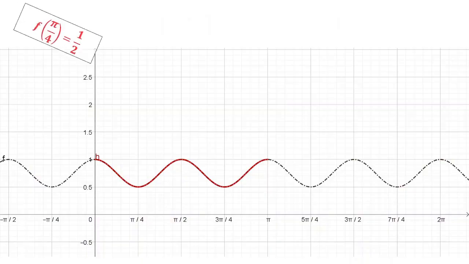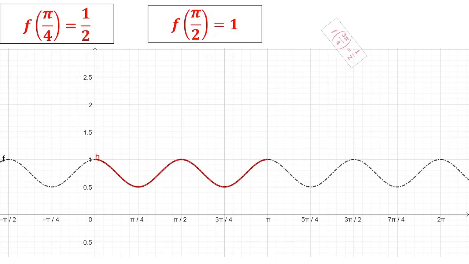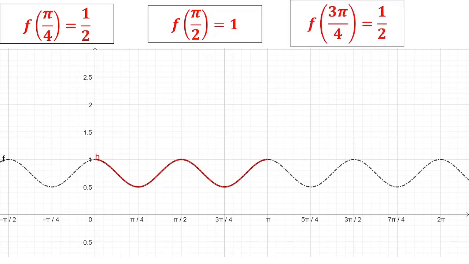Therefore, you got the value f of pi by 4 is 1 by 2. You are seeing over there, f of pi by 2 is 1 and f of 3 pi by 4 is 1 by 2. And you are seeing that the local maximum value is obtained at pi by 2 and the minimum value is obtained at two places, that is pi by 4 and 3 pi by 4.